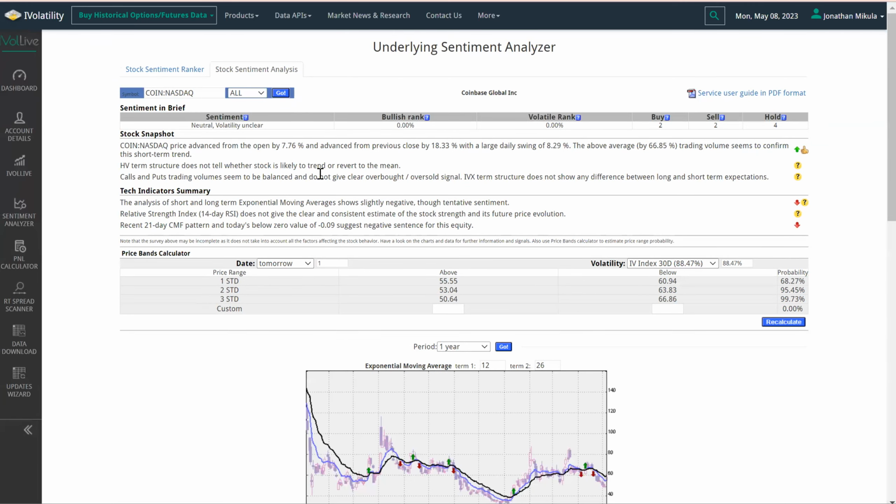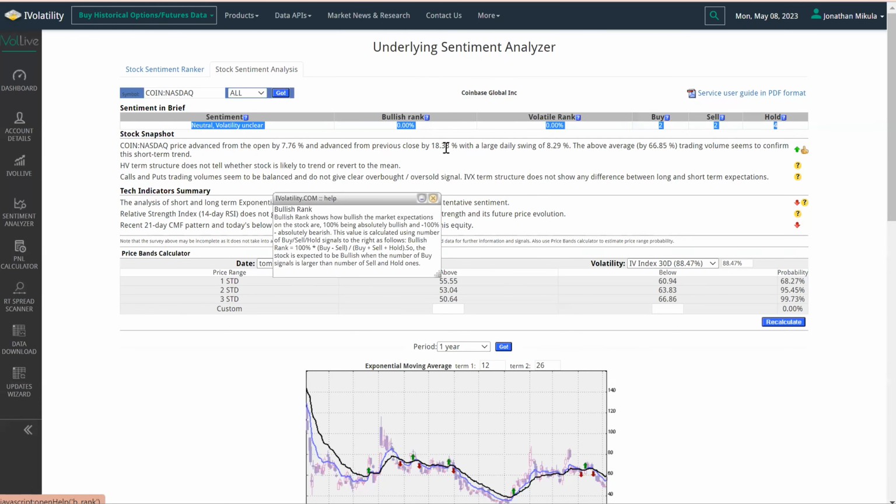But Coinbase is, and so when you type in coin, hit go. If you're super busy, all you have to do is read these top three. This is telling you that Coinbase now is neutral, volatility unclear, which is great because I'm bullish neutral on the stock. I'm interested in selling a put.